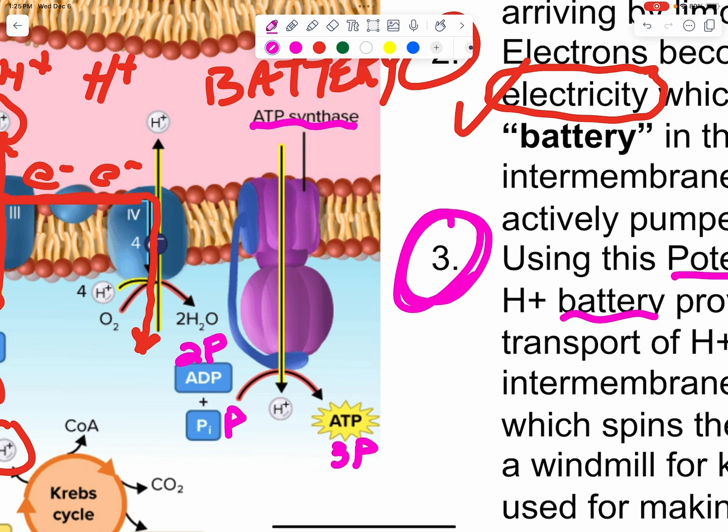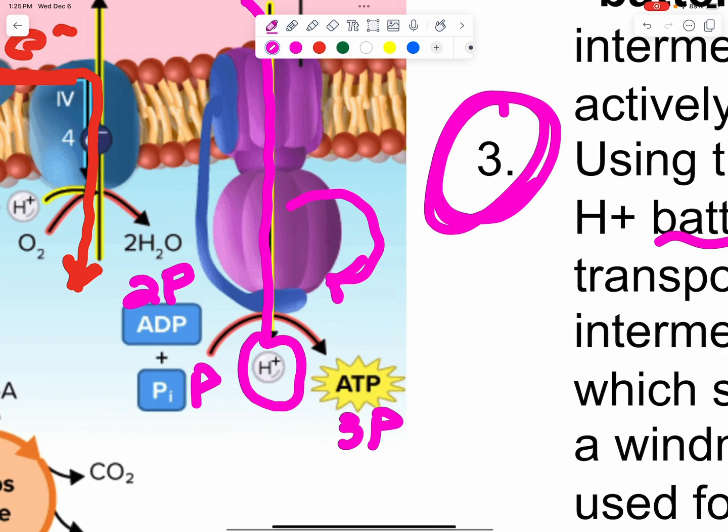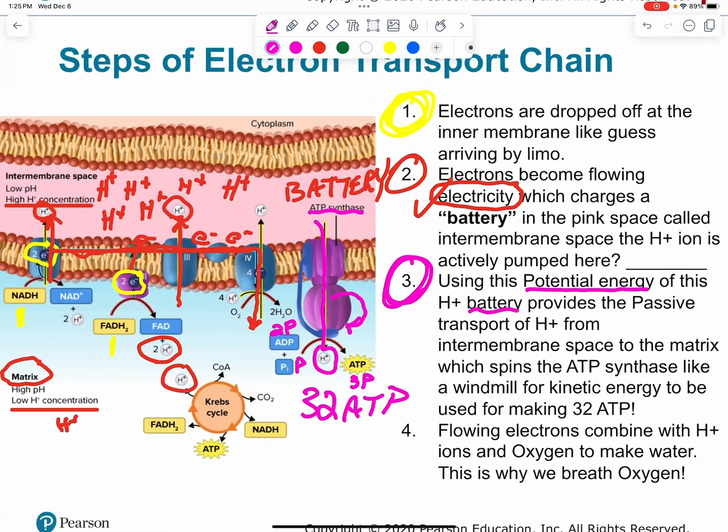Open up this protein, facilitated diffusion. It's going from high concentration to low concentration. And when it does, this guy spins in a circle. And the kinetic energy of this protein spinning is going to provide the energy to add that phosphate to make ATP. And it's going to make 32 ATPs. So that was step number 3.